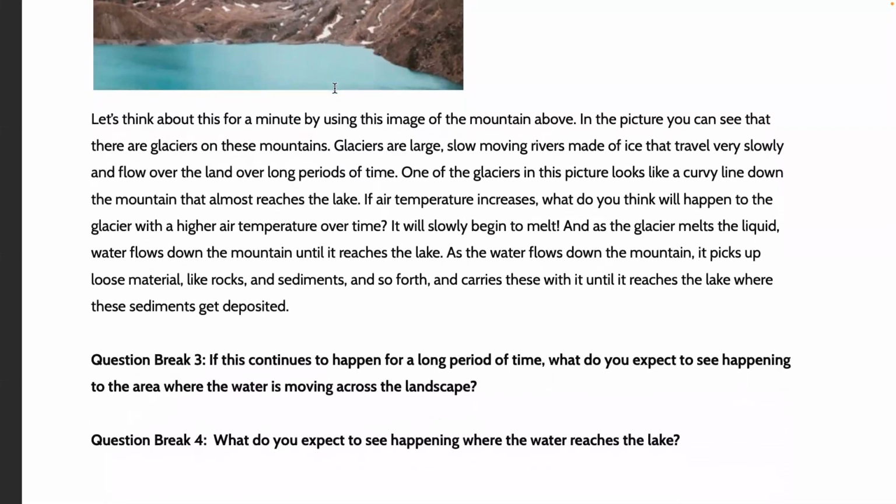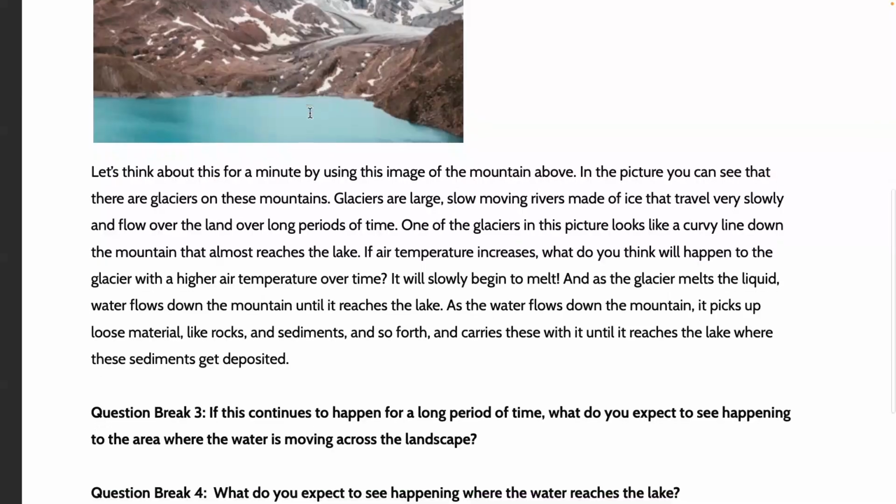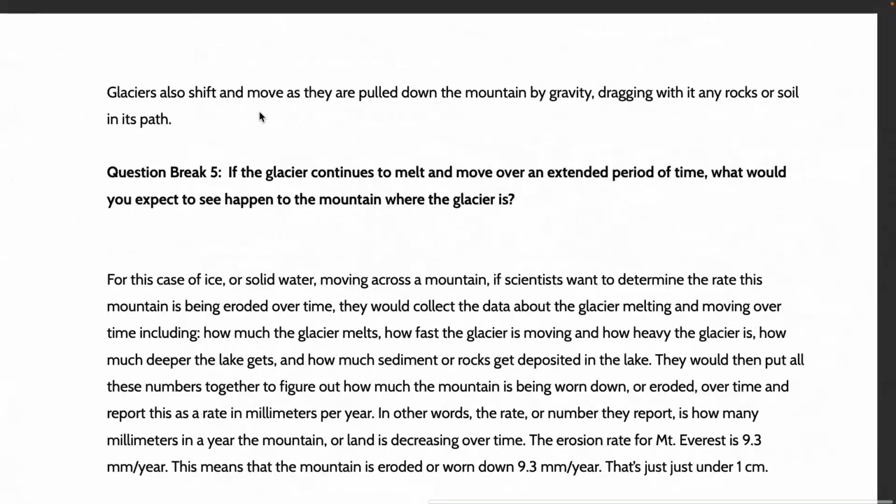Question 4, what do you expect to see happening where the water reaches the lake? It might be getting shallower because the sediment from up here is actually getting deposited in the lake, so this might actually get shallower. Glaciers also shift and move as they are pulled down the mountain by gravity, dragging with it any rocks or soil in its path. So another question, if the glacier continues to melt and move over an extended period of time, what would you expect to see happen to the mountain where the glacier is? Okay, so we would probably see it getting smaller, maybe wider valleys, kind of like we talked about before.